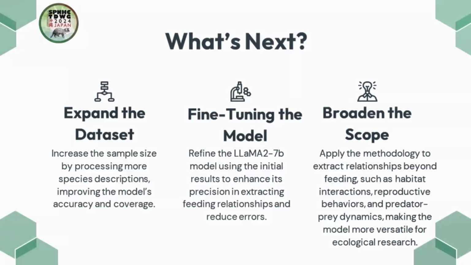Looking forward, there are three main steps we plan to take. First, we'll expand our dataset by processing more species descriptions, which will improve the model accuracy. Next, we will fine-tune the Llama 2 7B model using the initial results to enhance precision in extracting feeding relationships and reduce errors. Finally, we aim to broaden the scope to include relationships beyond feeding, such as habitat interaction and reproductive behaviors, making the model more versatile for biodiversity research.